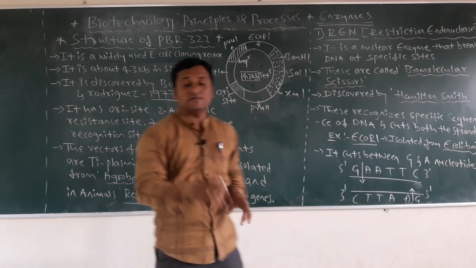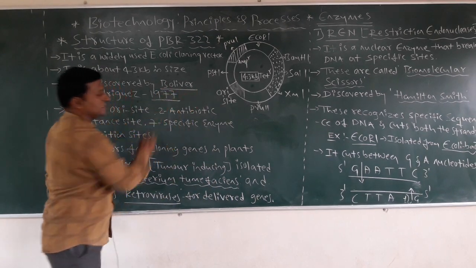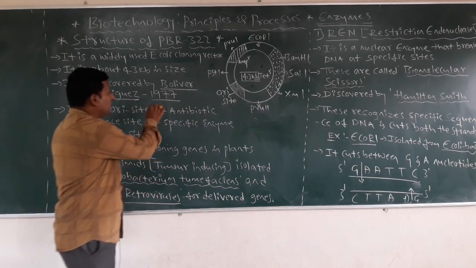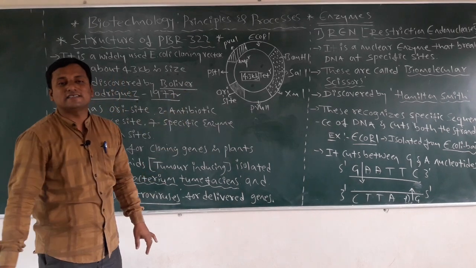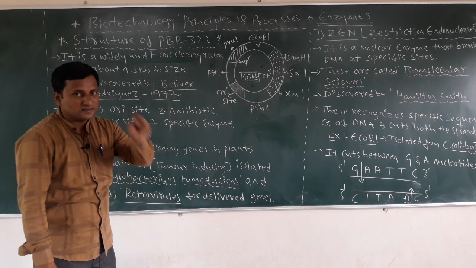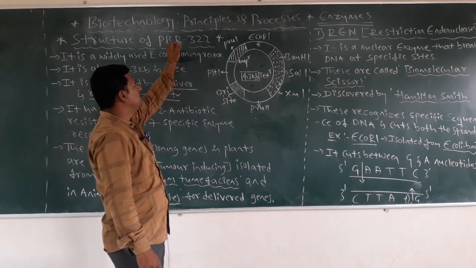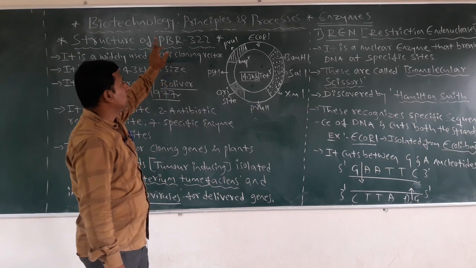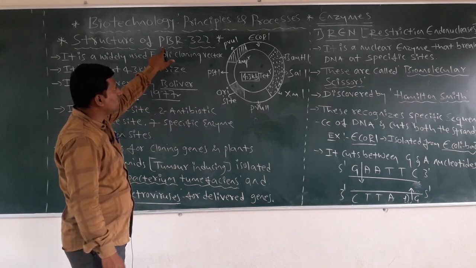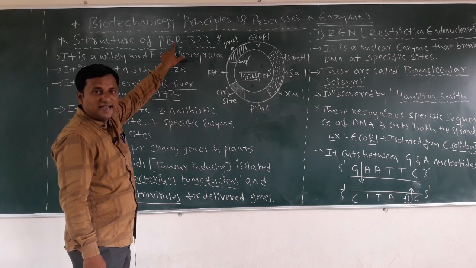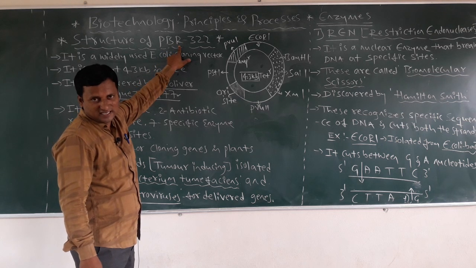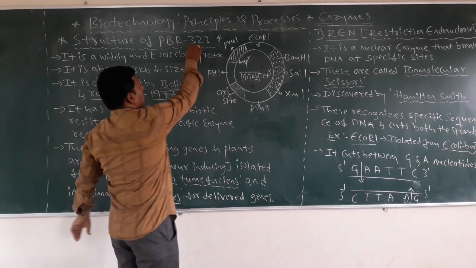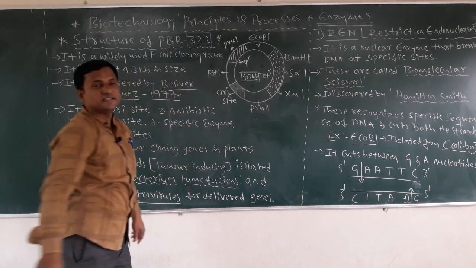It was discovered by Bolivar and Rodriguez. See, the scientists' names are very important here, dear students. Discovered by Bolivar and Rodriguez in the year 1977. This first plasmid is called pBR322. Here pBR means plasmid of Bolivar and Rodriguez. Both the scientists discovered this for the first time, and that number they gave should be 322.